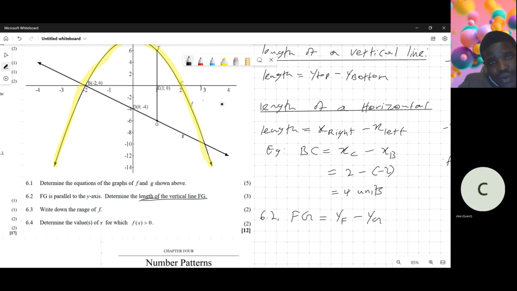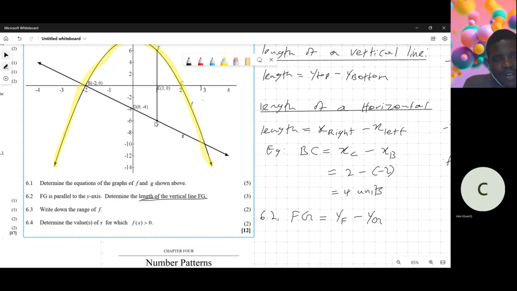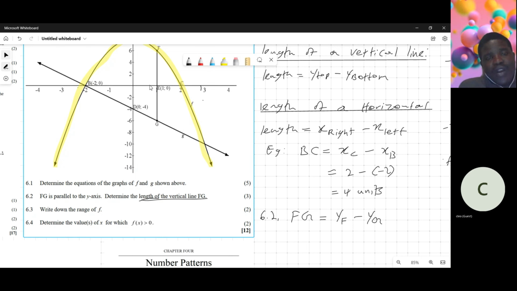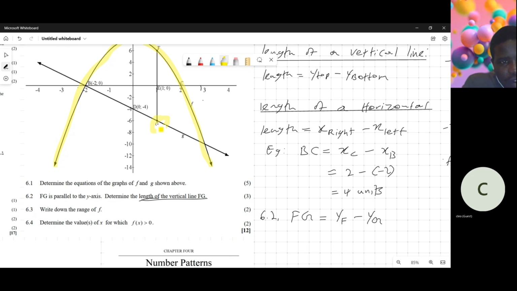Okay. So let's go to the diagram and check. Do we have the value of y at F? No, we don't have. Do we have the value of y at G? No, we don't have. We don't have those coordinates. We don't have the coordinates of F and the coordinates of G, so we don't know the value of y at F and the value of y at G. But we know the input value. Remember, if you have the input, you can get the output.